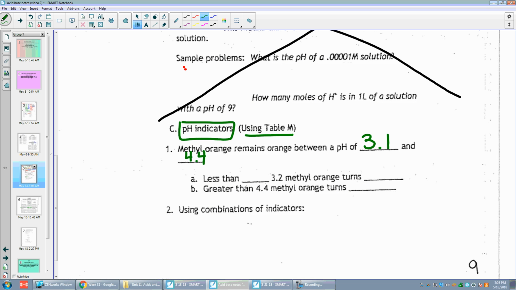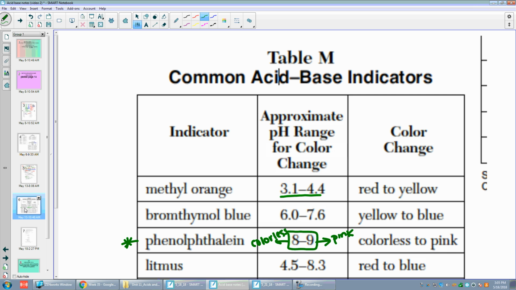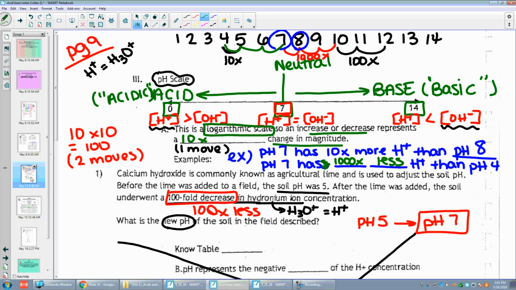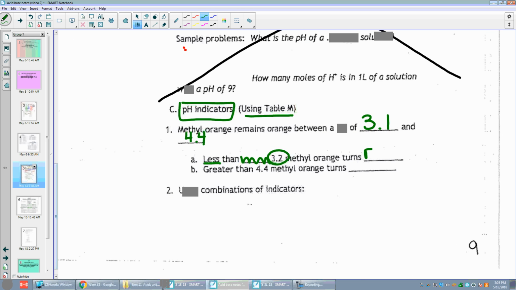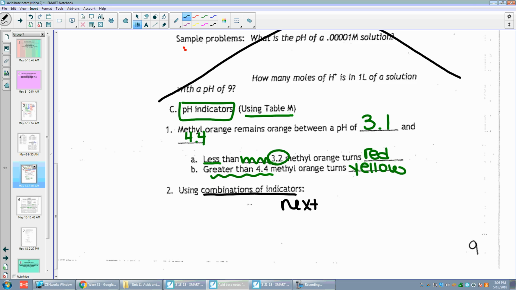When it is less than 3.2, methyl orange, let's look. When it's below here, it will be red. When it is greater than 4.4, methyl orange will turn yellow. The second color that is listed. I can also use a combination of indicators. We will go to the next page, and I will show you that.